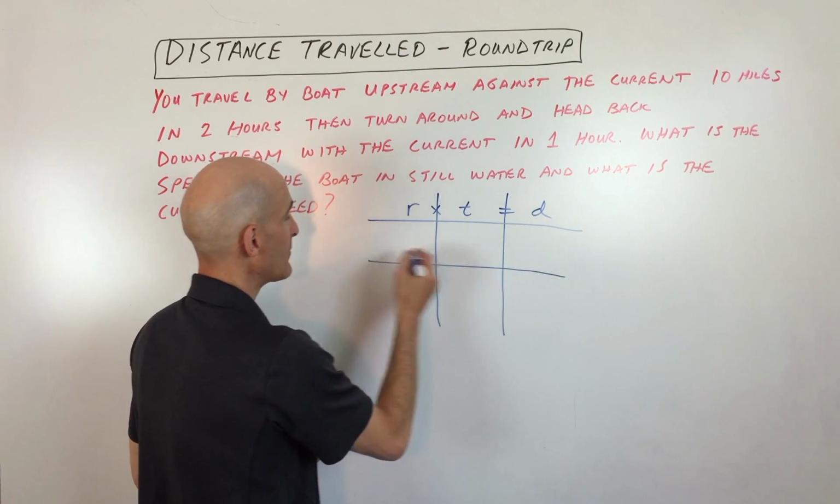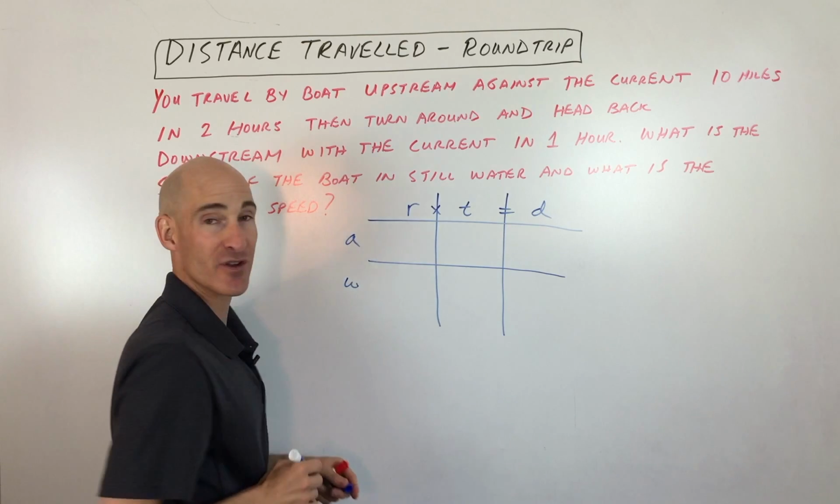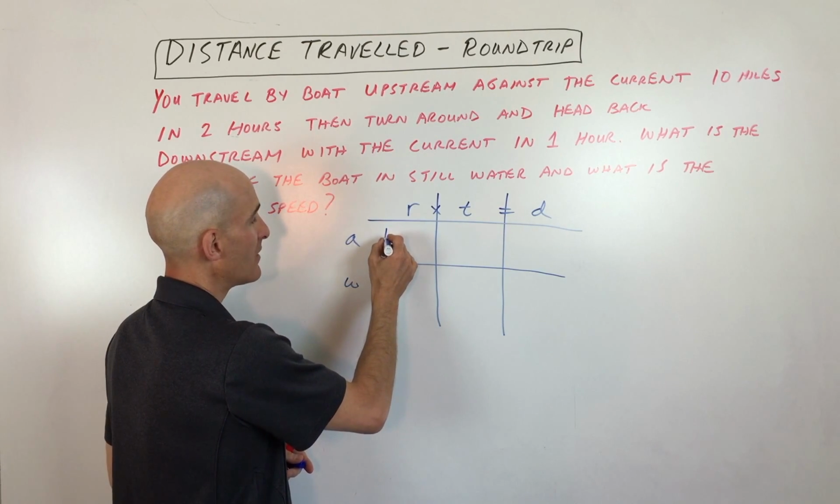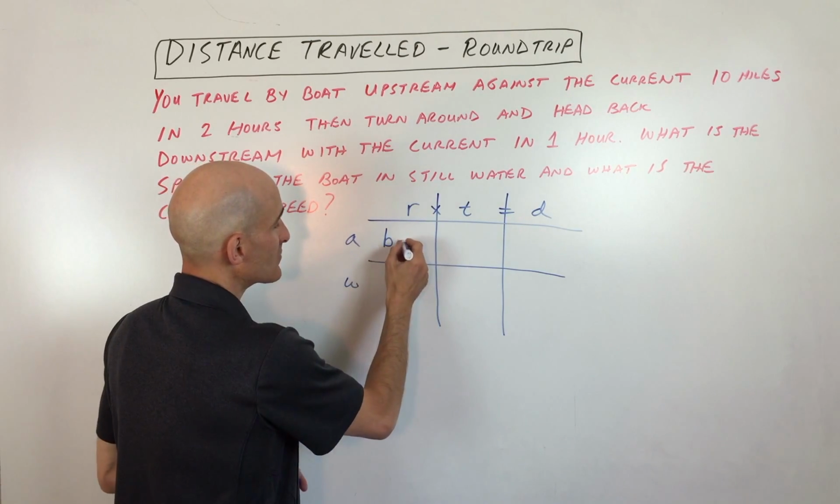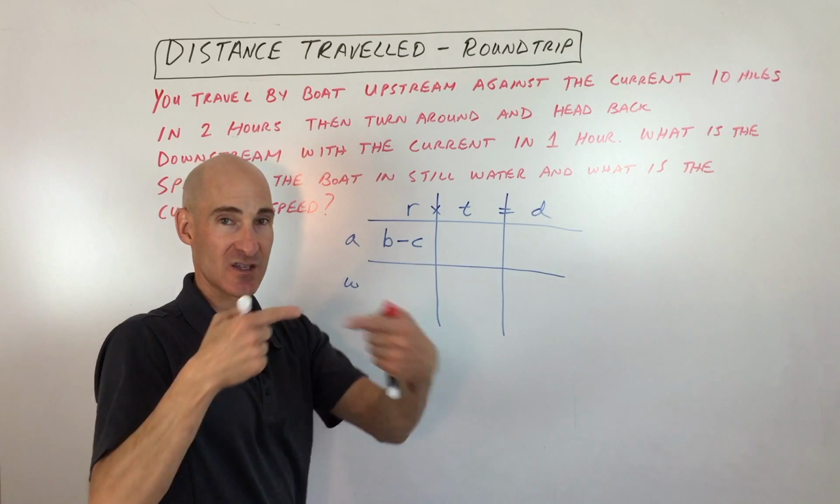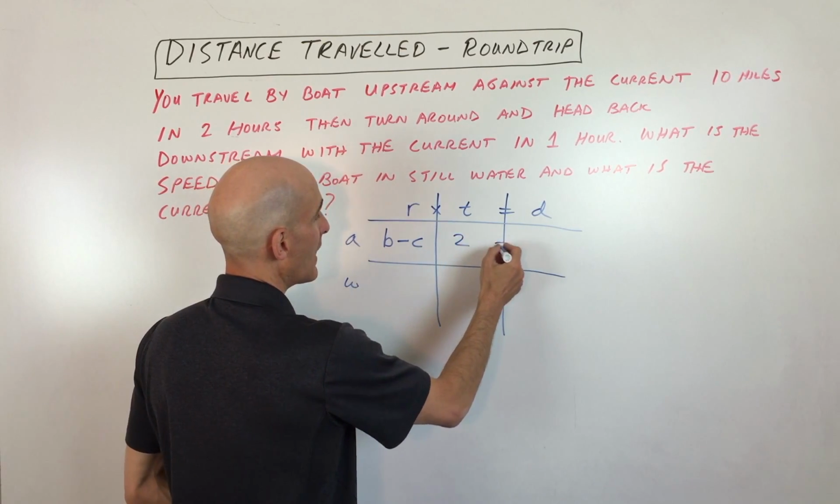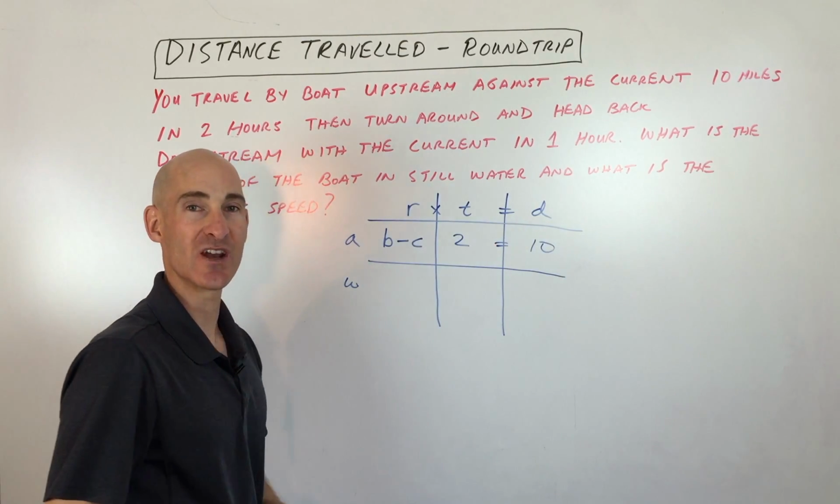I'm going to divide this up into when you're going against the current and then when you're going with the current. So when you're going against the current, let's just say that B is the speed of the boat in still water. We're going to subtract the current speed because it's opposing you, and we're traveling for 2 hours and we're going a distance of 10 miles. So I'm just filling in the chart as much as I know.